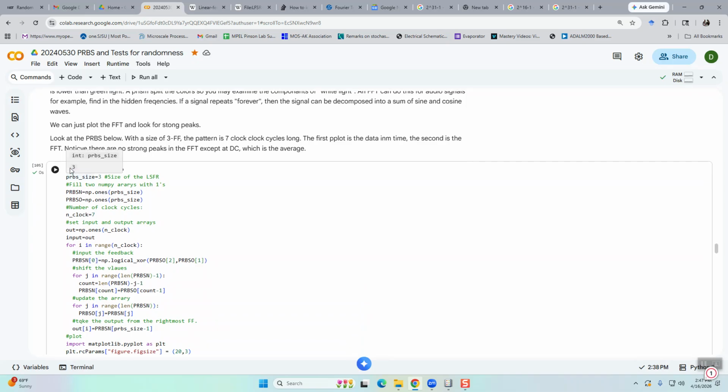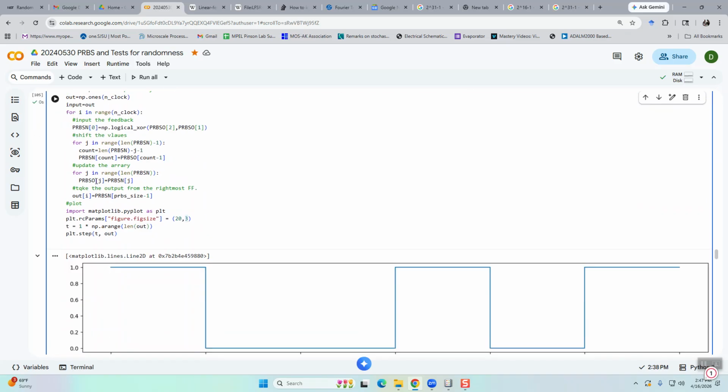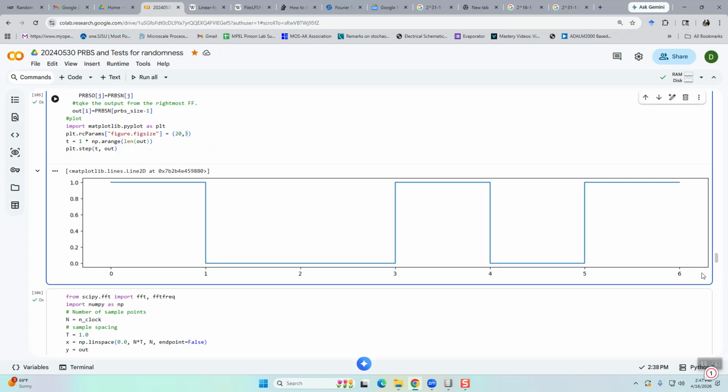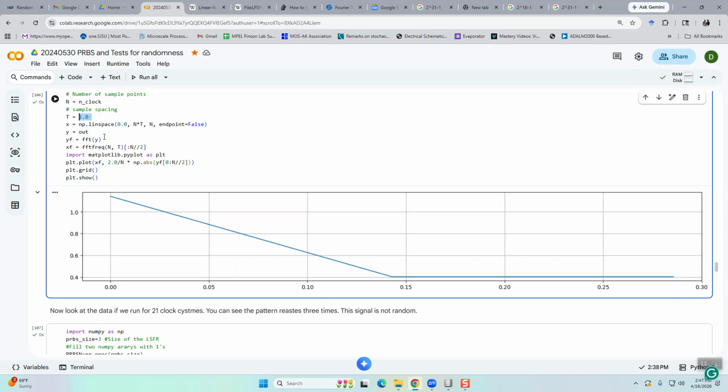So here we have our 3 flip-flop pseudorandom bit stream generator, and we're going to go for exactly 7 clock cycles. If we were to go more than that, it would start to repeat. Then we take the FFT, and we have a DC average, and then it just flattens out. Now this axis here is frequency, and the period is 1. So the base frequency is like 1 over 1, right? You just multiply it by the actual frequency of the clock, and that will work.